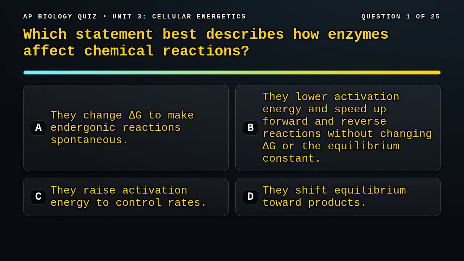Question 1. Which statement best describes how enzymes affect chemical reactions? A. They change delta G to make endergonic reactions spontaneous. B. They lower activation energy and speed up forward and reverse reactions without changing delta G or the equilibrium constant. C. They raise activation energy to control rates. D. They shift equilibrium toward products.